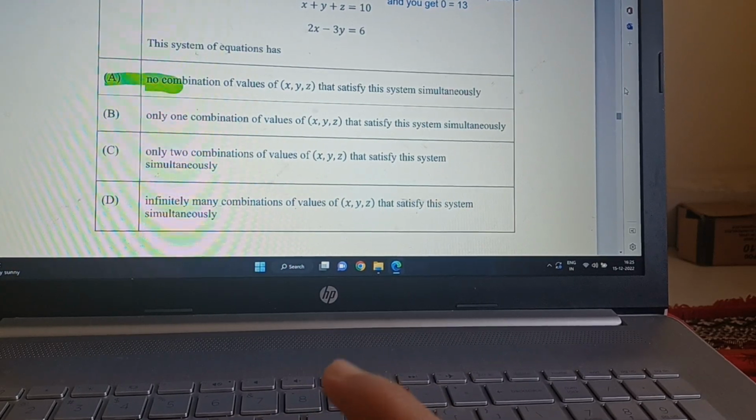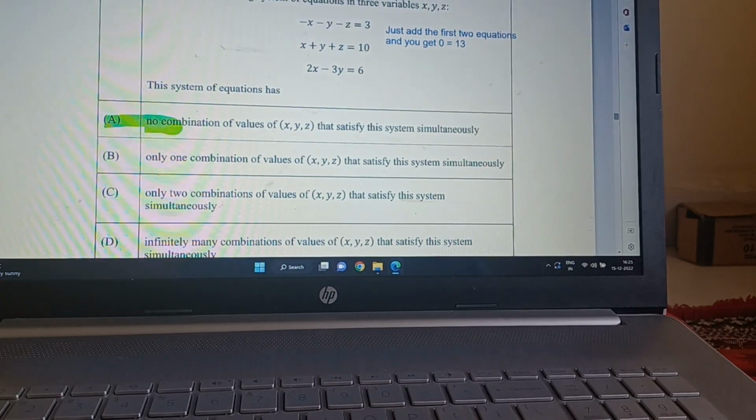Now I go to the next question, and that question reads: consider the following system of equations in 3 variables, x, y and z. Minus x minus y minus z is equal to 3, x plus y plus z is equal to 10, and 2x minus 3y is equal to 6. This system of equations has, remember, this is a question of only 1 point, so it shouldn't be very long. You don't need to solve all the 3 equations. You just need to check if they are solvable or not.